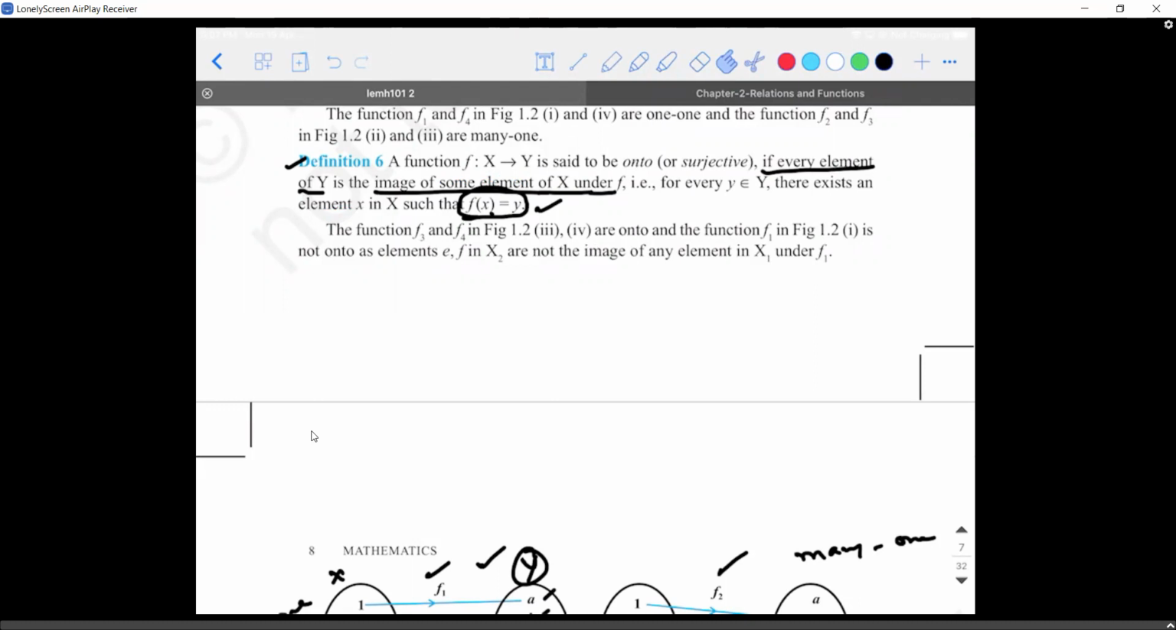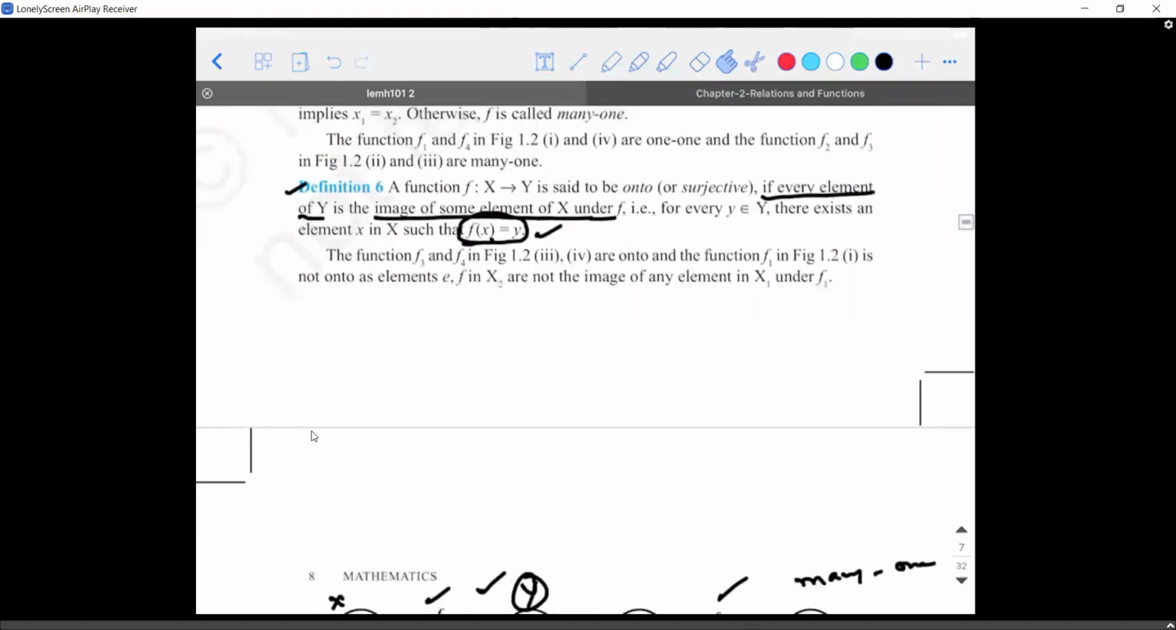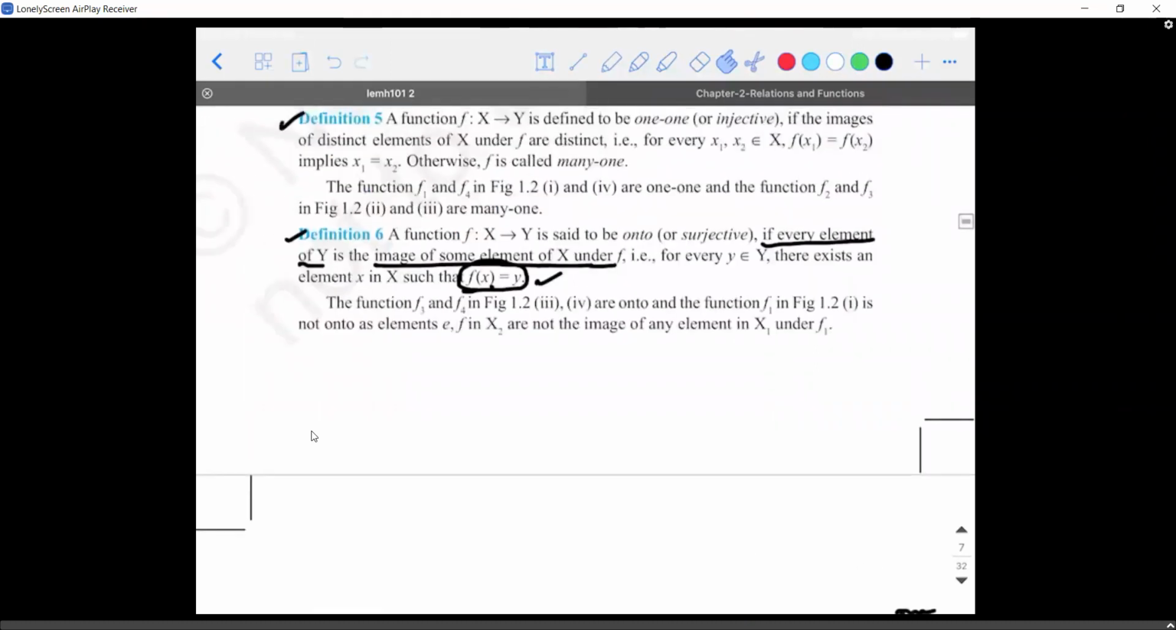What is the one-to-one function? So how do you find? If the images of distinct elements of X under F are distinct, so what is the meaning of it? So each element can have only one image associated with them. So the other name for it is injective.